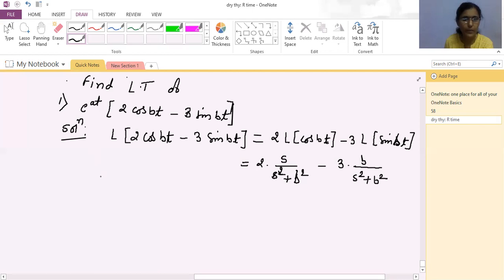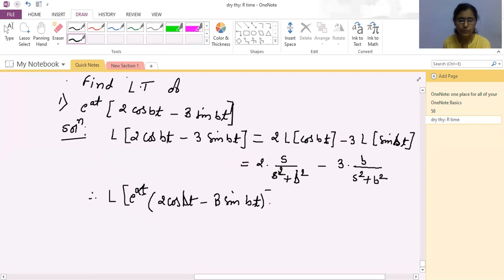Now this bracket is multiplied by e raised to at. So now we'll use the shifting property. Laplace of e raised to at into (2 cos bt minus 3 sin bt) is equal to, by using the shifting property, we have to change s. Because here we have e raised to the power plus at, we have to replace s by s minus a.